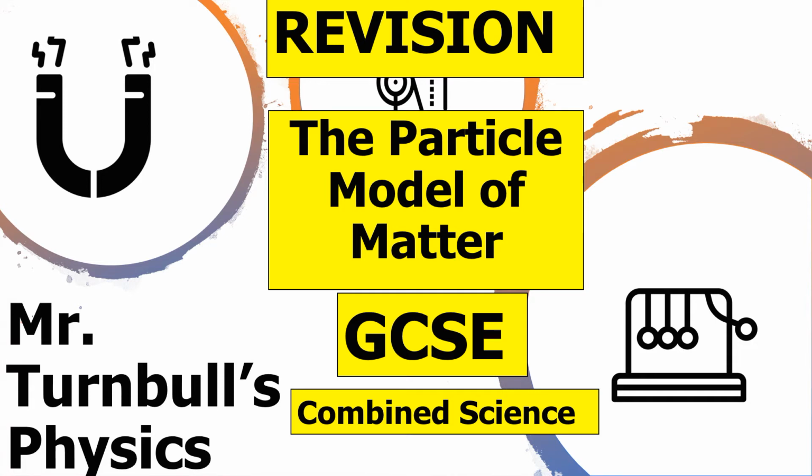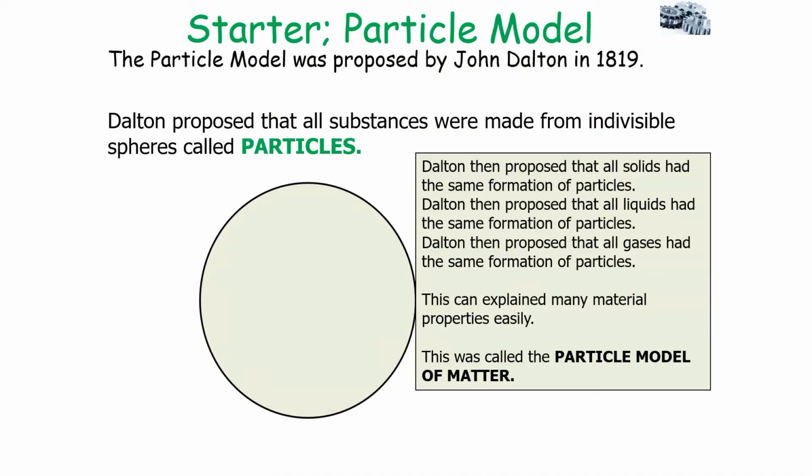Hello and welcome to the following revision session on the particle model of matter for GCSE Physics in the Combined Science course. So, the particle model was proposed by John Dalton in 1819, and Dalton proposed that all substances were made from indivisible spheres which he called particles, and Dalton proposed that all solids had the same formation of particles, all liquids had the same formation of particles, and all gases had the same formation of particles, which he called the particle model of matter.